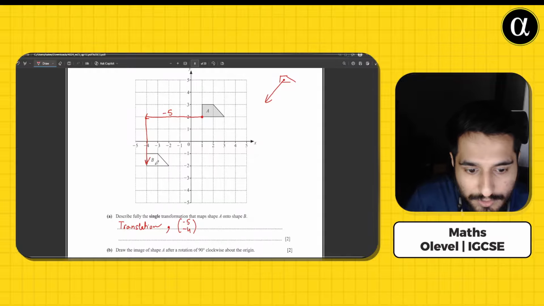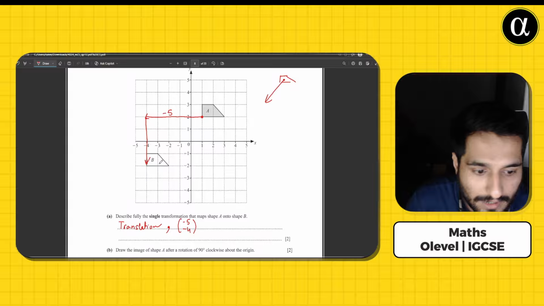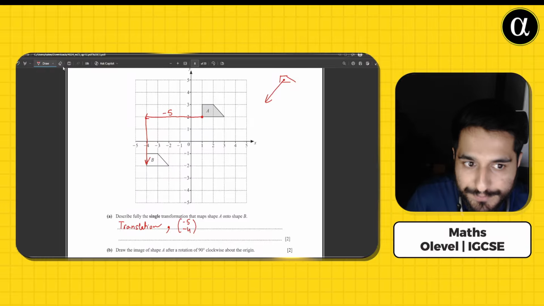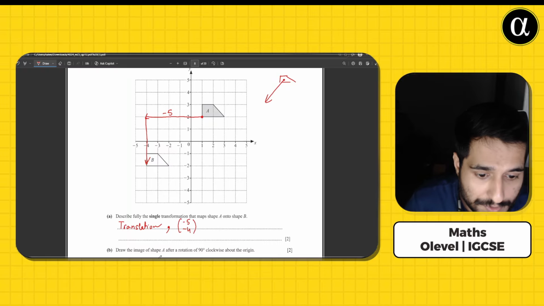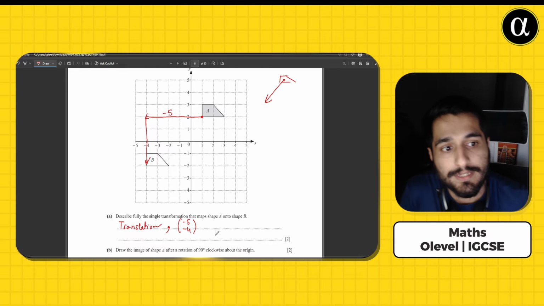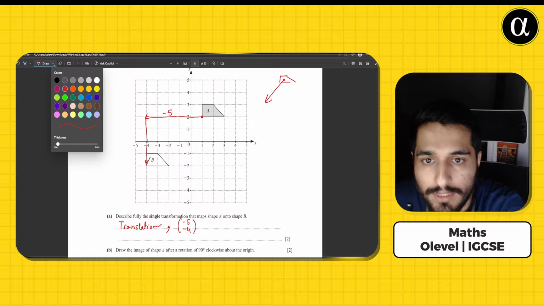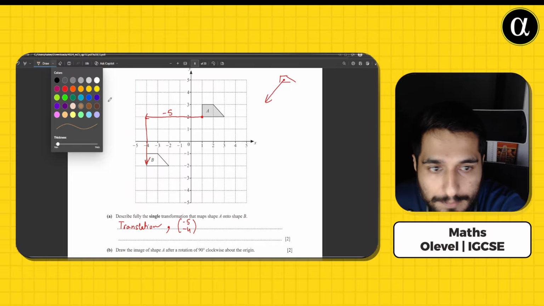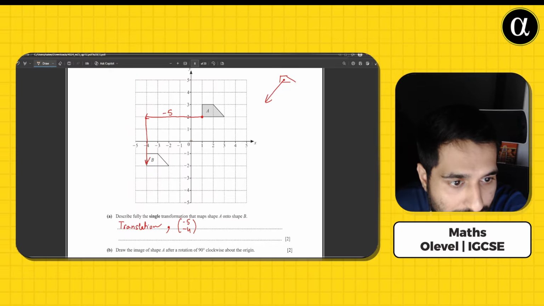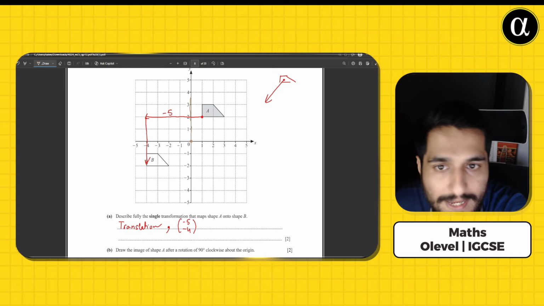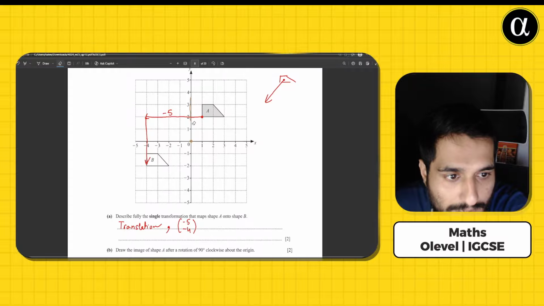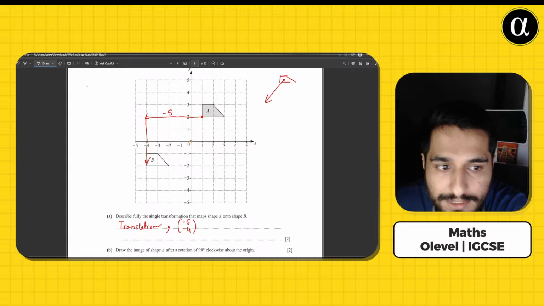The next part states: draw the image of shape A after a rotation of 90 degrees clockwise about the origin. Now we are supposed to rotate shape A 90 degrees clockwise. So how does this happen? Have a look. If I want to rotate this shape A about the origin, I would draw an imaginary axis over here, which is going to be the x and y axis itself.